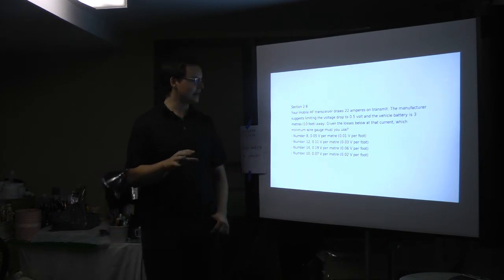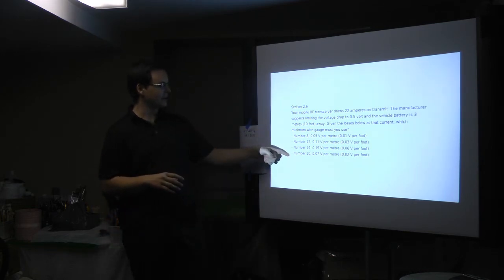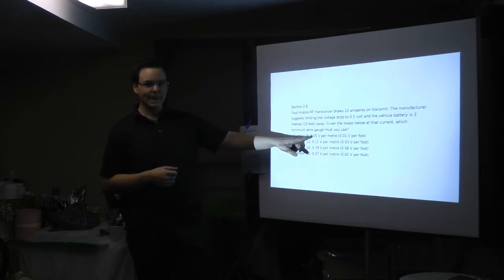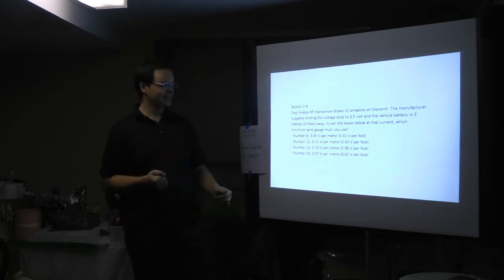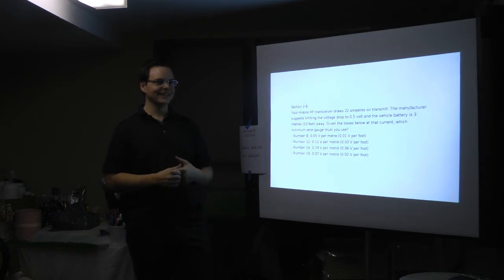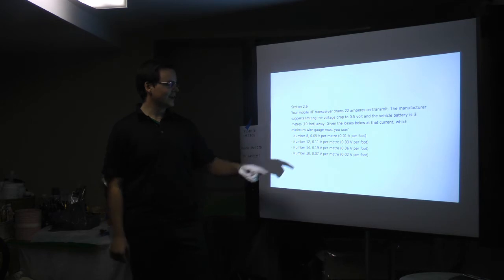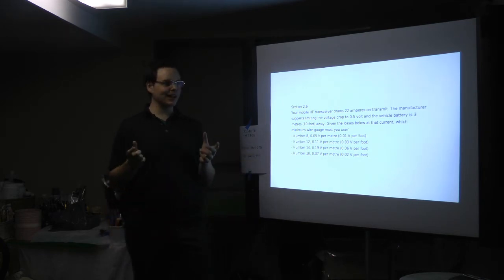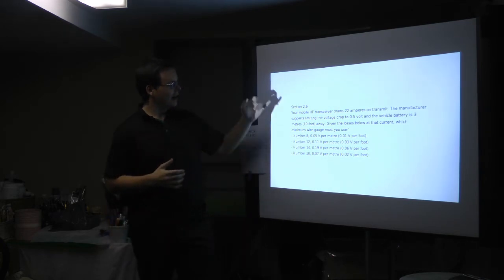Okay, let's break it down. We've got these different gauge numbers, like 8, 12, 14, 10. The higher the gauge number, the thinner the wire. Yes, the larger the number, the smaller the wire. Basically, the bigger the number, the more you get per dollar.